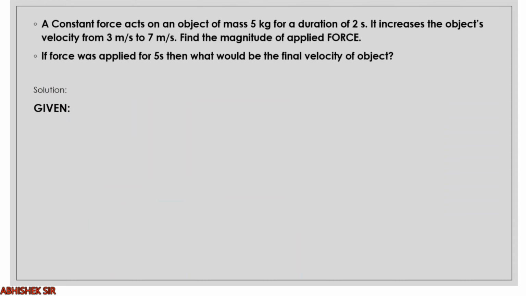Today we are going to study the examples given in the textbook. The question is: a constant force acts on an object of mass 5 kg for a duration of 2 seconds. It increases the object's velocity from 3 meter per second to 7 meter per second. We have to find the magnitude of the applied force. The second question is another case: if the force was applied for 5 seconds, then what would be the final velocity of the object? So here we are finding two things.